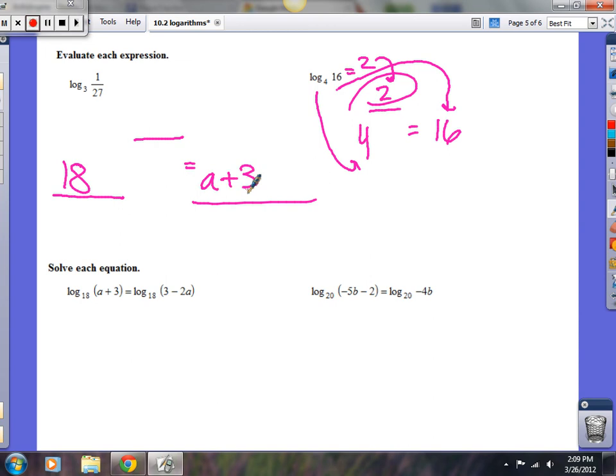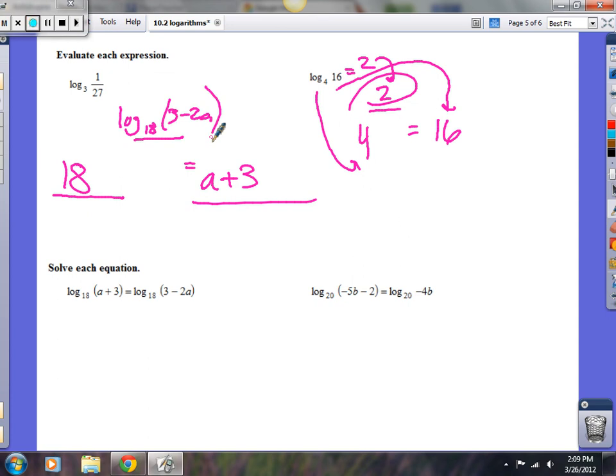Now, what is the exponent? What was the exponent on this one? It was 2. It's what it equaled. So whatever it equals, that's the exponent. What does this equal? It equals log base 18 of 3 minus 2a.